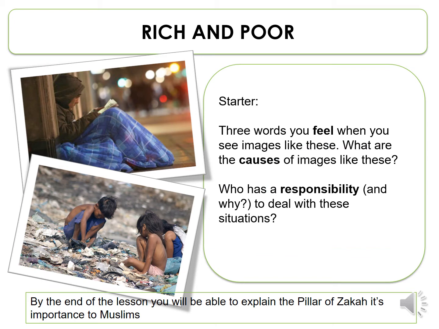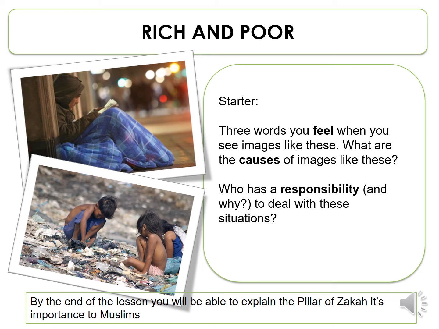So, for our starter, I just want you to consider rich and poor around the world. I'd like you to look at these pictures and think of 3 words that you feel when you see these images, and what causes this poverty in the world. What are the reasons? Who is responsible for it and why? Why is there so much poverty in the world if other people are so rich? So just consider those things. You can jot it down or you can just think about it. Both are fine.